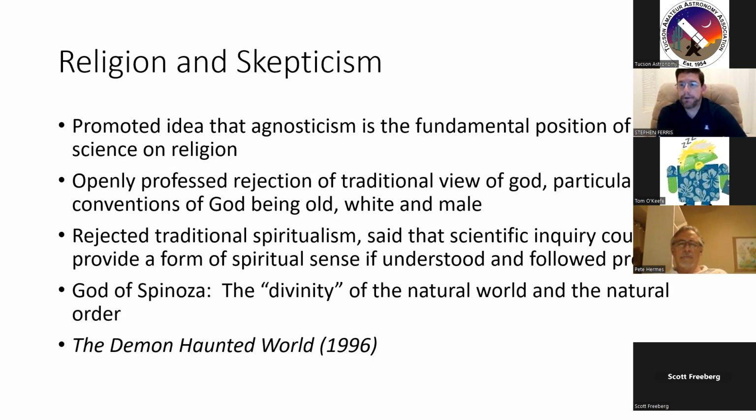Another issue that came up with him was his position on religion, where he was very outspoken on the topic, even before Hawking and deGrasse Tyson and other public scientists became very vocal about this. He promoted the idea that agnosticism was one of the fundamental positions of science on religion. And he openly professed a rejection of a traditional God, particularly conventions of God being old, white, and male. He rejected traditional spiritualism and said that scientific inquiry could provide a form of spiritual sense if understood properly, probably. He believed in the so-called God of Spinoza, the divinity of the natural world and the natural order.